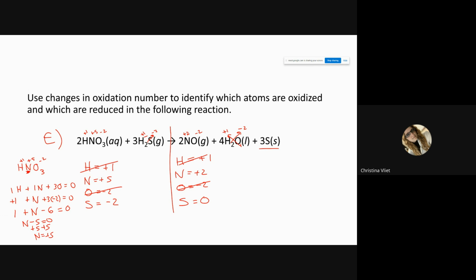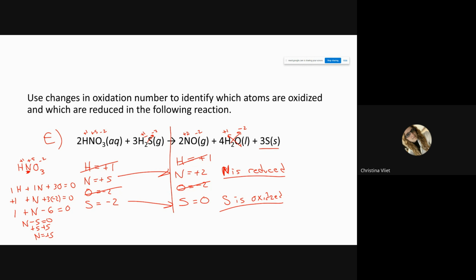So then what's happening, or I guess I should ask, what's being oxidized here? Is it the nitrogen or is it the sulfur? Which one? What are we looking for? If I'm asking oxidation, the charge is going up. So that's going to be sulfur. Sulfur is being oxidized. And nitrogen is reduced. And so that's the process.